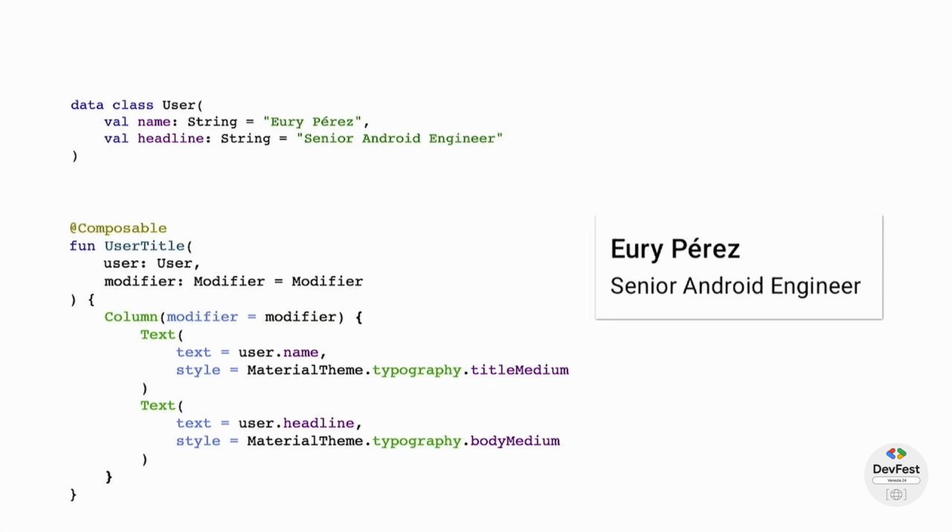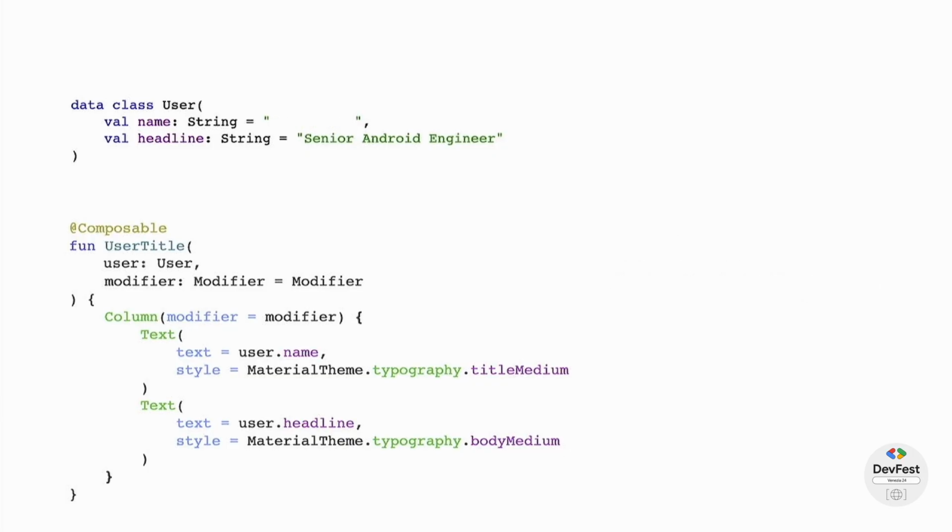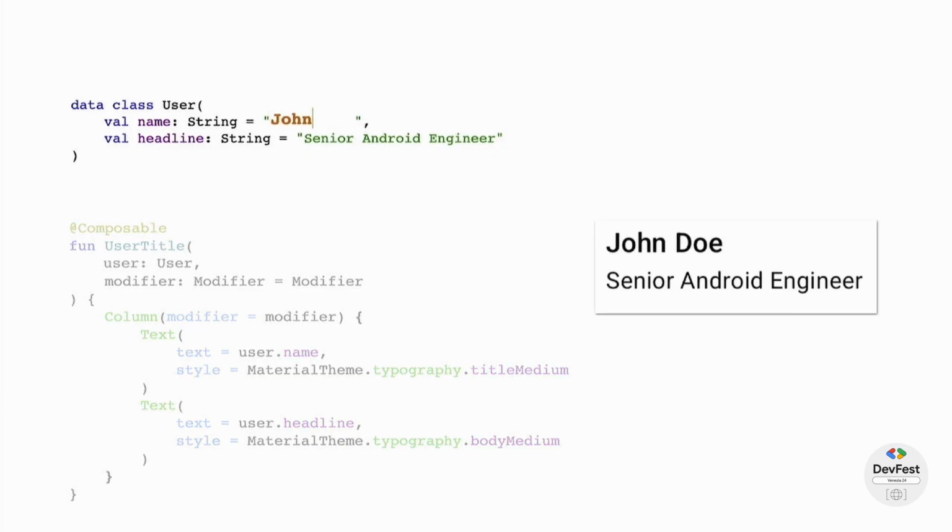And then there is the second part I told you: we describe the UI, but it reacts to changes on it. So what happens if I change the value on the name? I put John Doe instead of my name. Yeah, it will react, it will be recomposing.